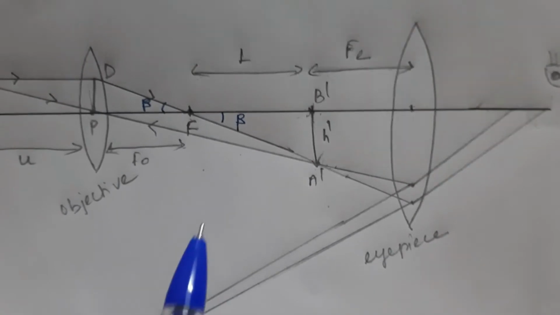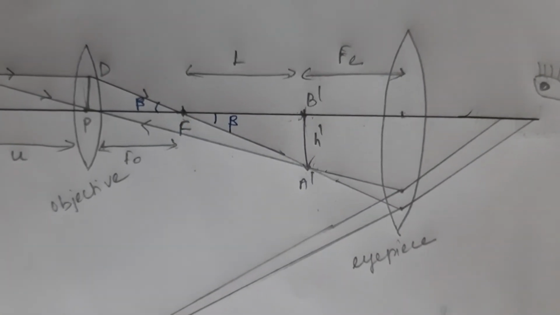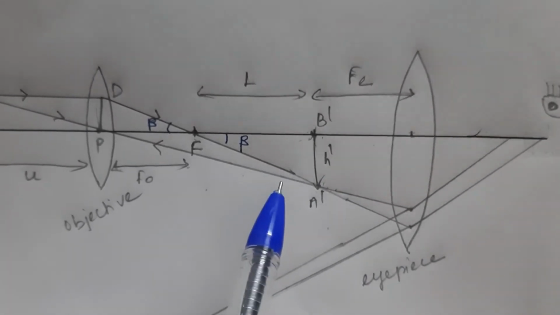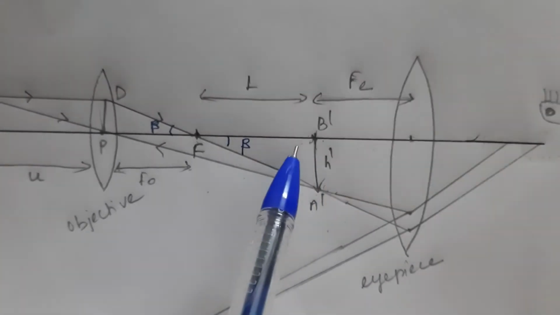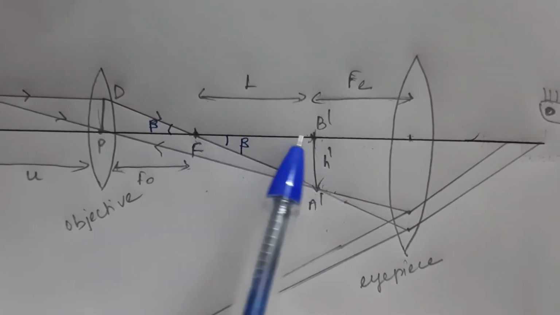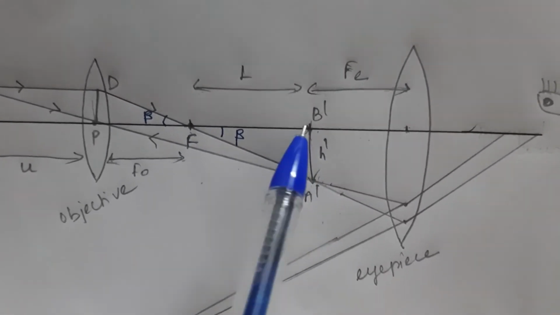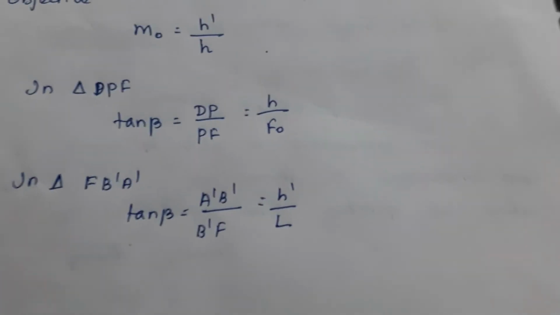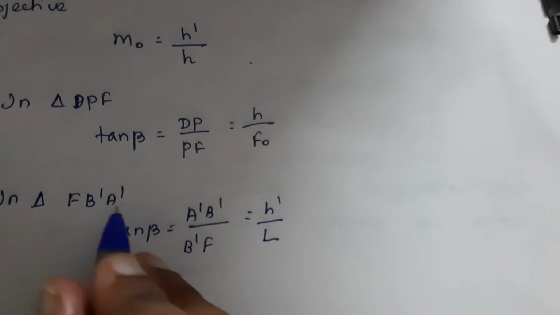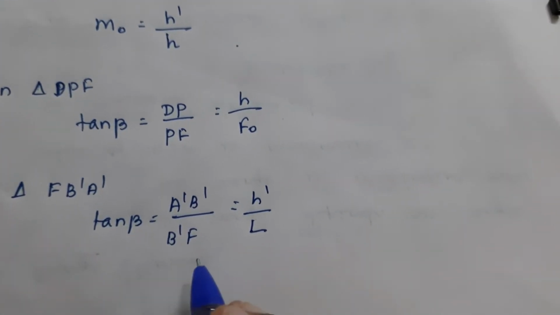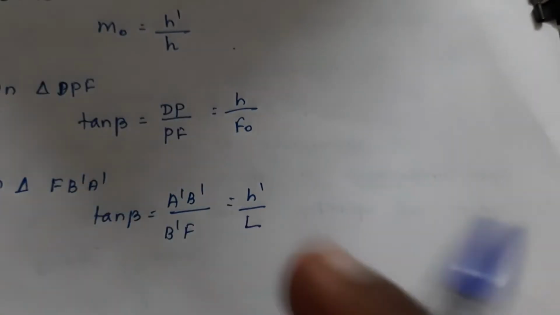Now I am going to take the next triangle A dash B dash F. In this also I am going to find tan beta. Here it is H dash by L. This length is L and this is H dash. So in triangle F B dash A dash, tan beta is equal to A dash B dash by B dash F, that is H dash by L.